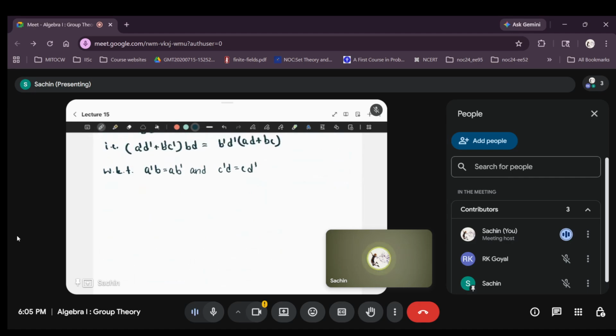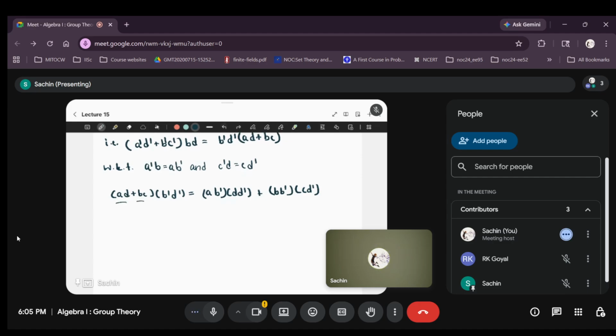So consider AD plus BC into B prime D prime. This is equal to AB prime into DD prime plus BC into B prime D prime can be written as BB prime into CD prime. Simply distributivity I have used and rearrange the terms.